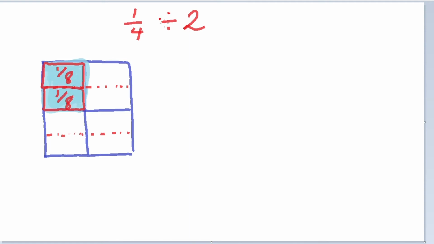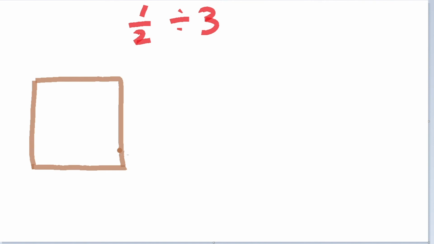So now I know if I take 1/4 of a cake and divide that by 2, my brother and I will both get 1/8 of a piece of cake because one of these is an eighth. Do you see that, boys and girls?